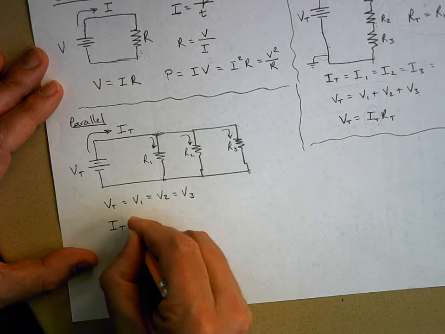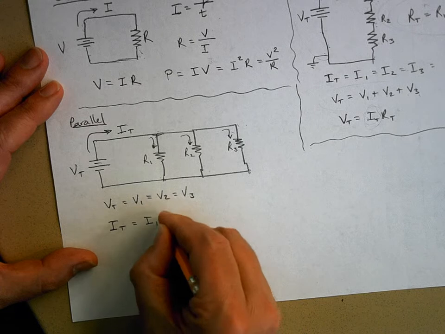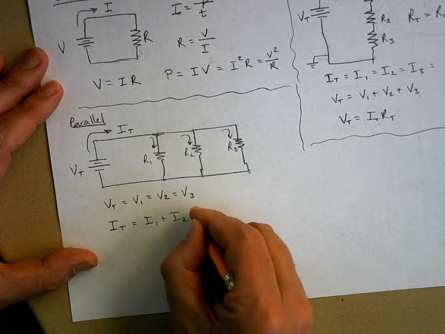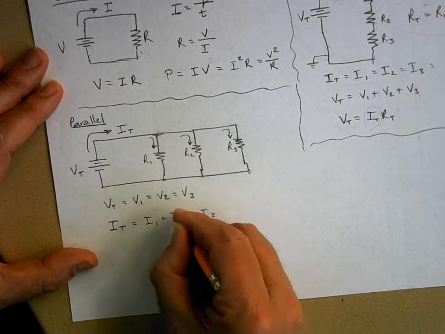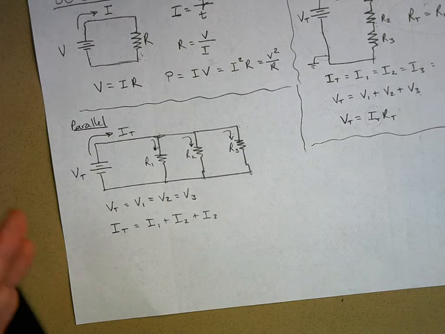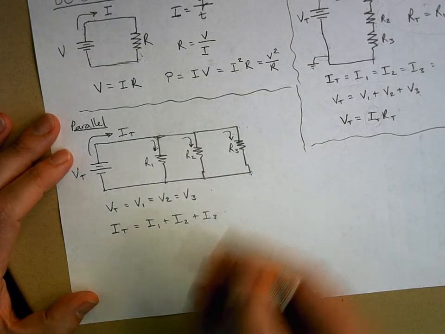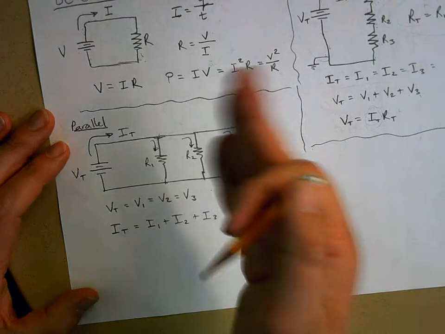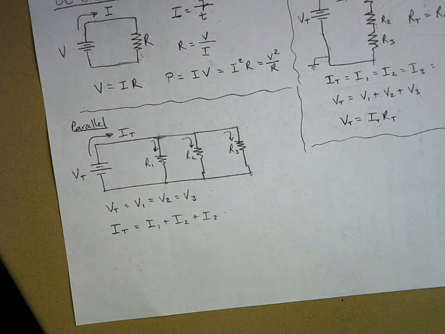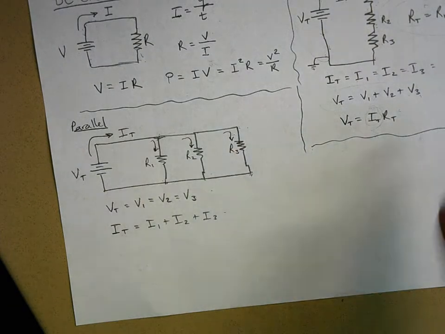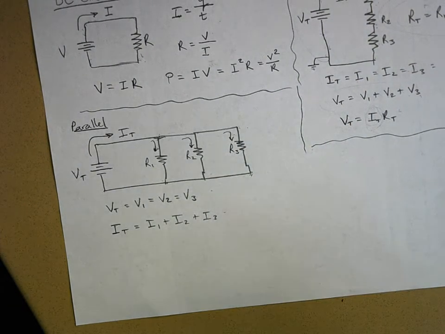The total current is going to be equal to I1 plus I2 plus I3. It makes sense. Don't just memorize this. Think about it. It has to be true. Then you can use this to combine with this. What's the total resistance? Well, each resistor you add in parallel to the others makes it easier for current to flow. It's going to add to the total current.